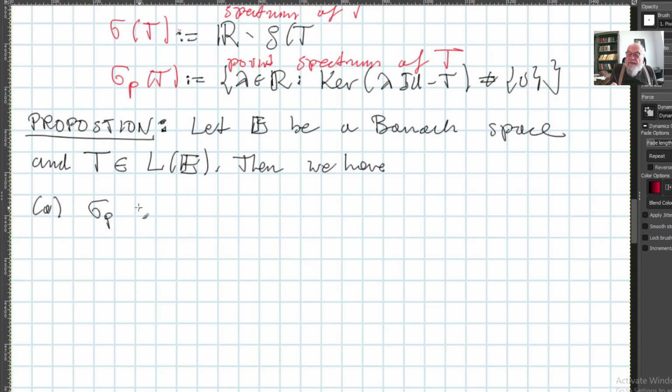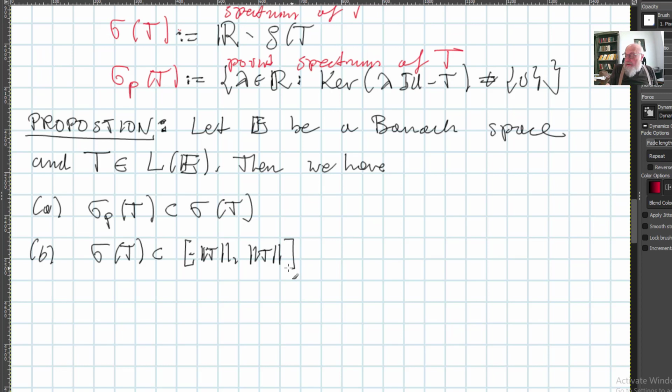The first one, A, is obvious, there's nothing to prove. If something is not injective, then it is not invertible. So the point spectrum is always contained in the spectrum of T. And B, the spectrum of T belongs to the closed interval from minus norm of T to norm of T. I need to only prove B, because A is obvious.